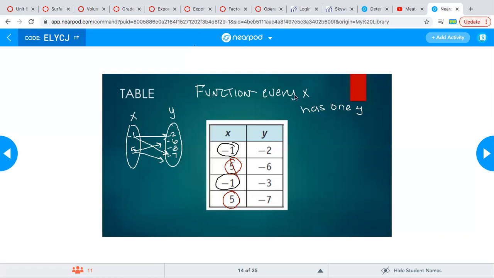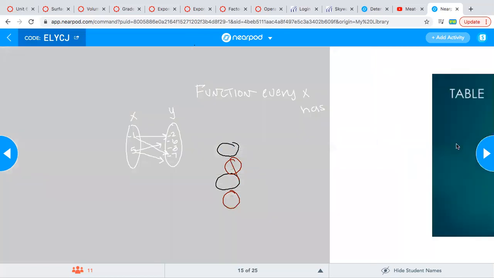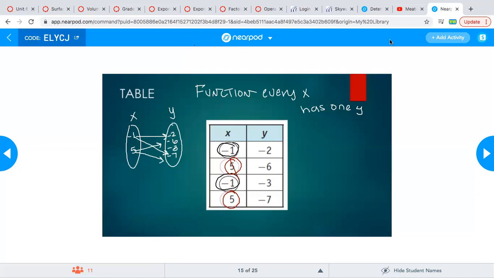Yes. Thank you for asking that. So she said, on the y side, if the numbers repeat, is that okay? Yes, because remember, it's only if the x... every x can only have one y. But the y's are sharing an x, that's fine. It's only the x's though. Okay, so that's just showing what I just said.